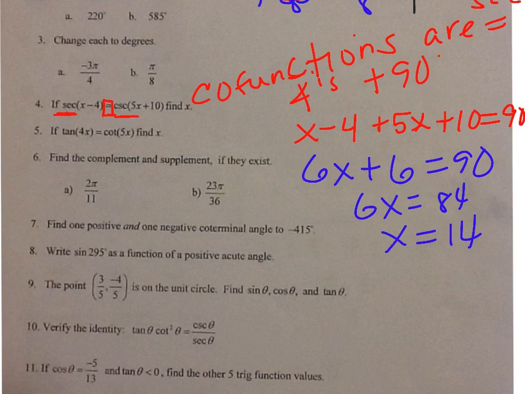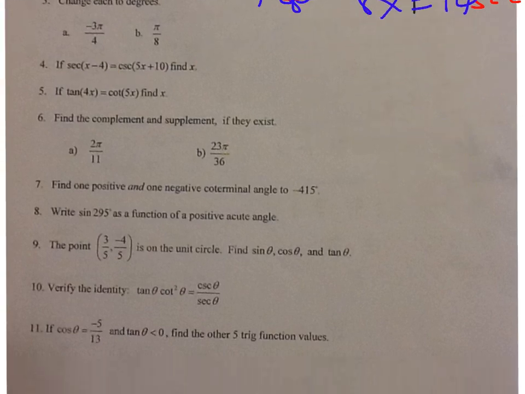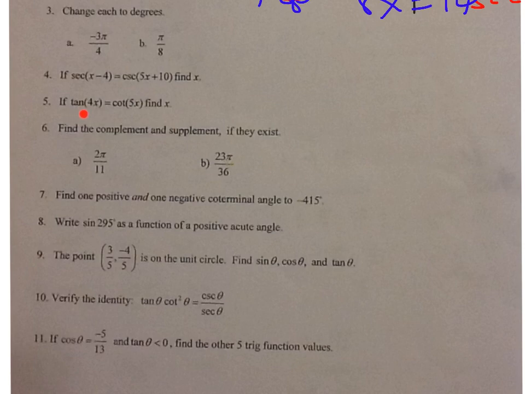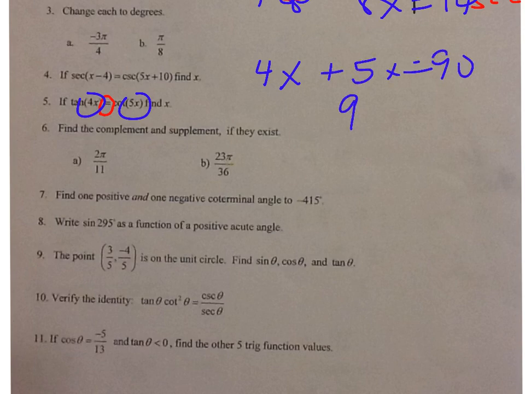All right, let's take a look at 5. So 5, I have these two trig functions. Tan of 4x is equal to cotangent of 5x. So I have these cofunctions, tan and cotangent, they are equal to each other. So therefore the angles 5x and 4x are complementary. So 4x plus 5x is equal to 90. So 9x equals 90, so x is equal to 10.